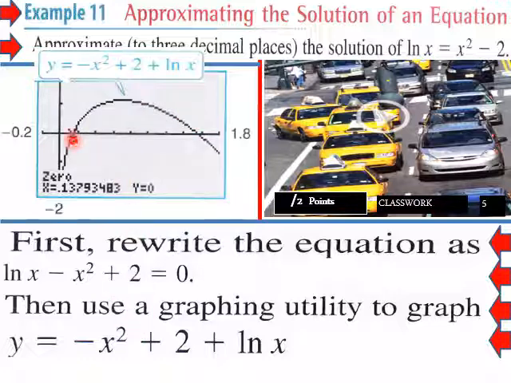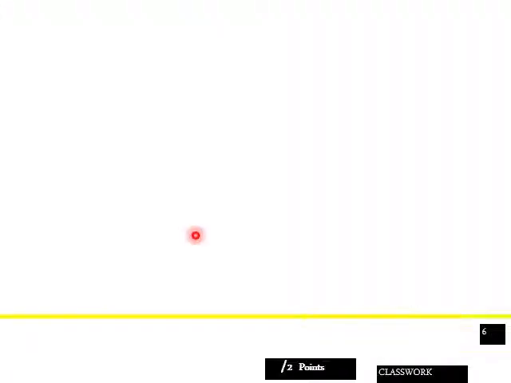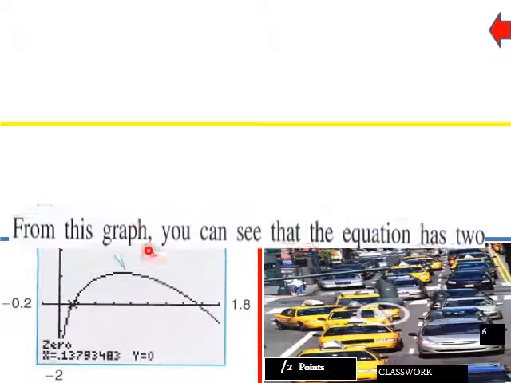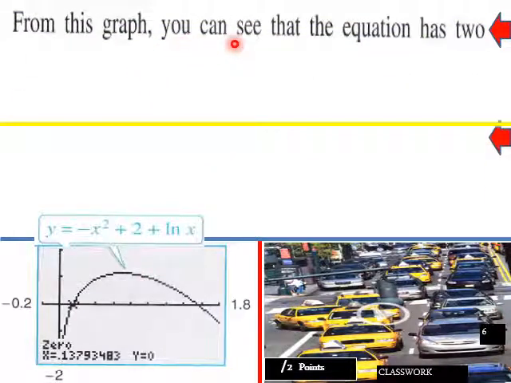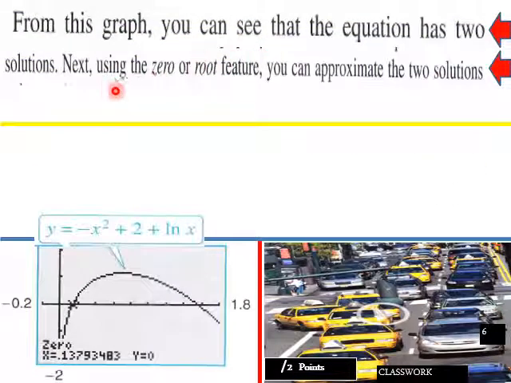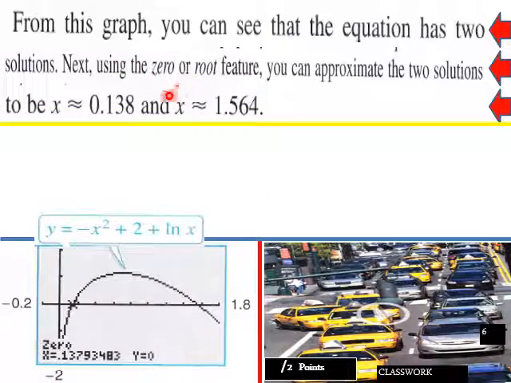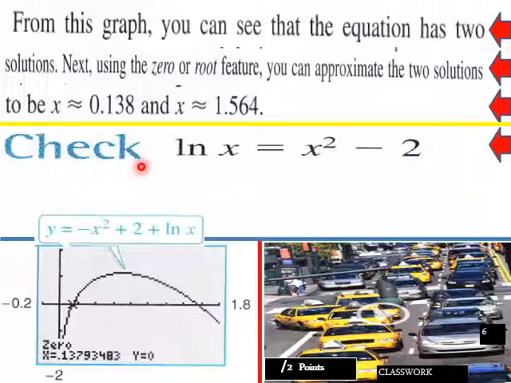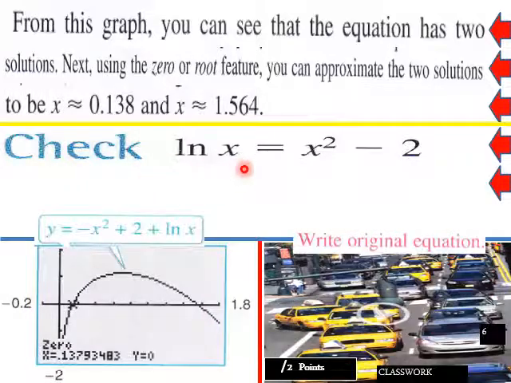We have an x-intercept here and an x-intercept there. Which one is it? Well, from this graph you can see the equation has 2 solutions. Using the zero root feature you can approximate 2 solutions. So x equals 0.138 and out here 1.564. To find out which one we have, we have to check it.